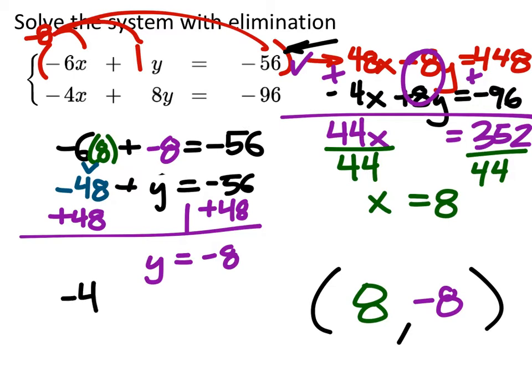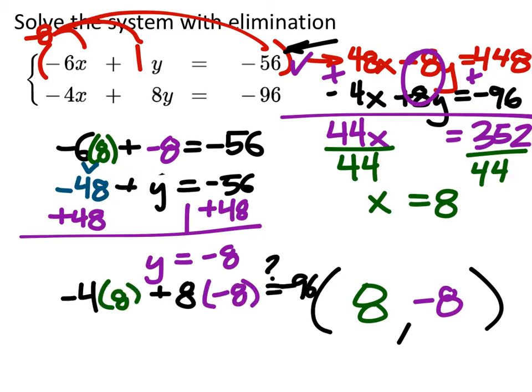I got -4x. And this right now is just a question mark because we don't know if it's true yet. But we are checking. And -4 times 8 is -32. And then 8 times -8 is -64. So when I combine these, do I get -96? Oh, that's great. That was fast. So the bottom one checks off.